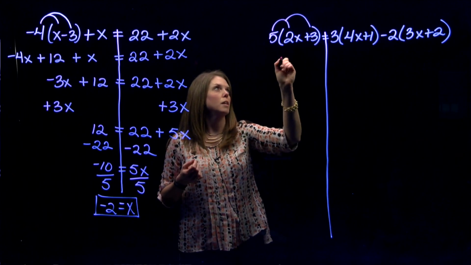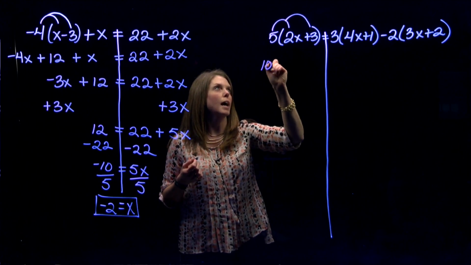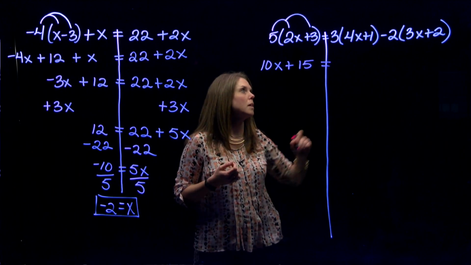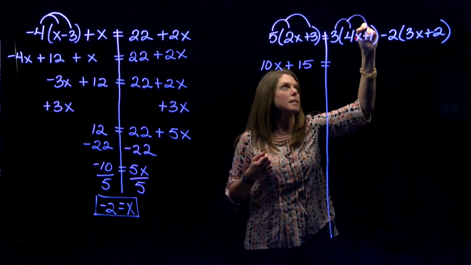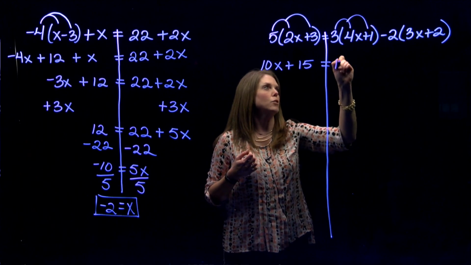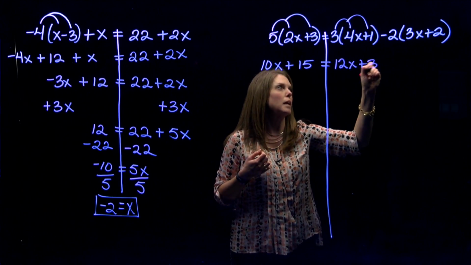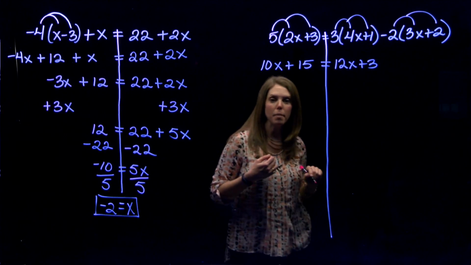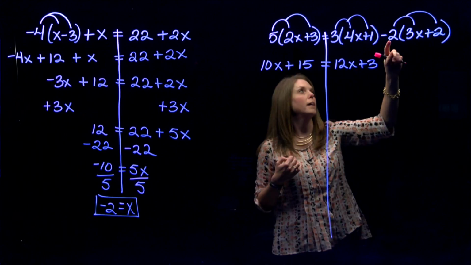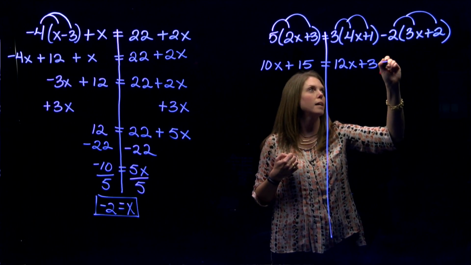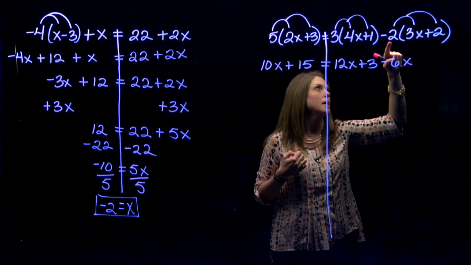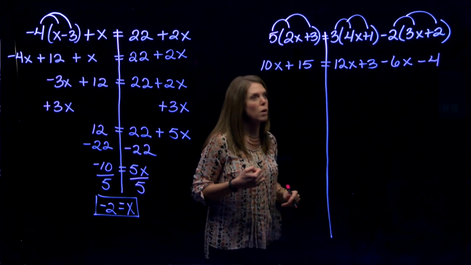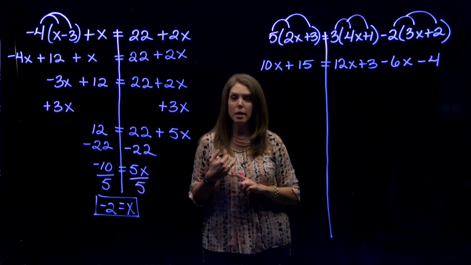Doing my distribution, on the left side, I have 10x plus 15 equals, for the first parentheses, on the right side, I have 12x plus 3. For the second parentheses on the right side, and again, remembering that I'm distributing a negative 2, I have negative 2 times a positive 3x, that's a minus 6x. And a negative 2 times a positive 2 is a minus 4. So my distributing is done.